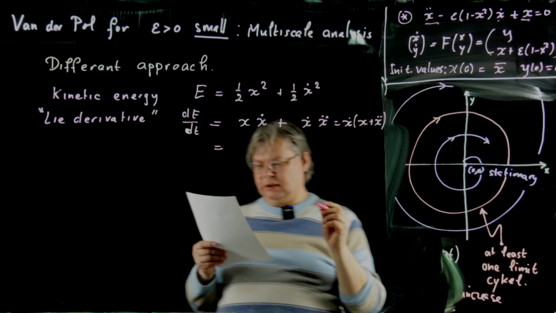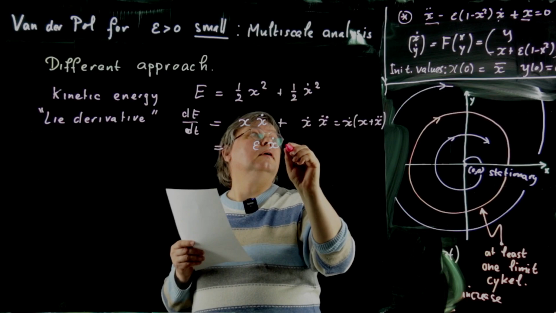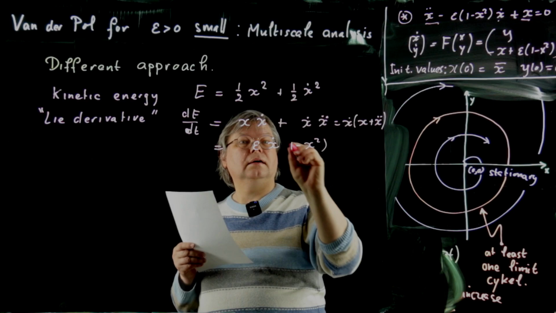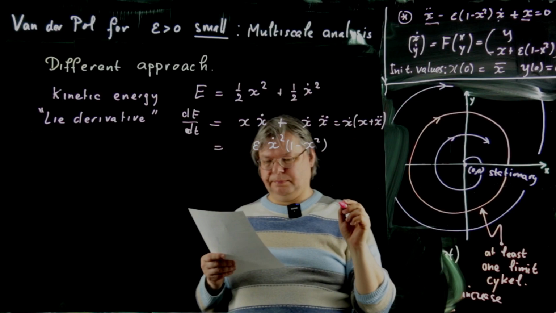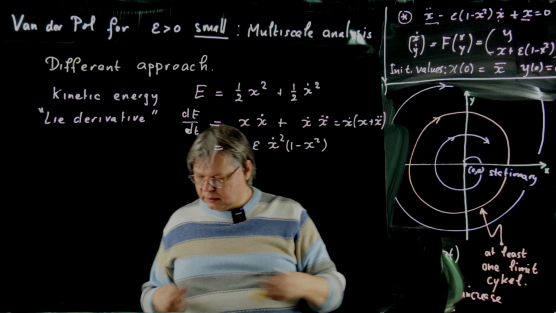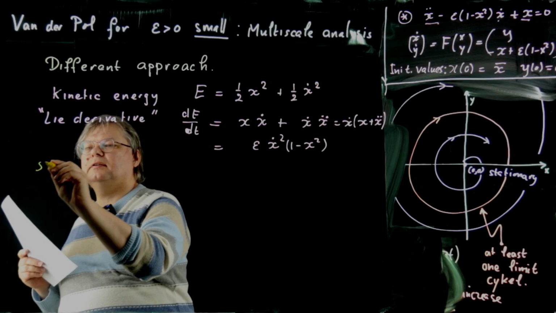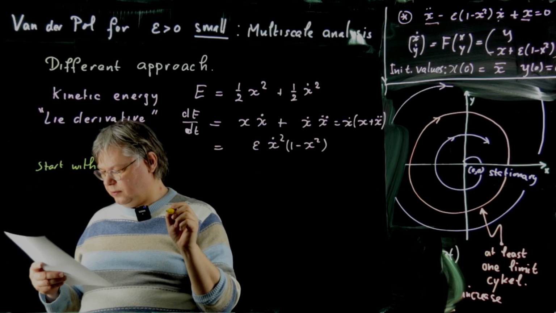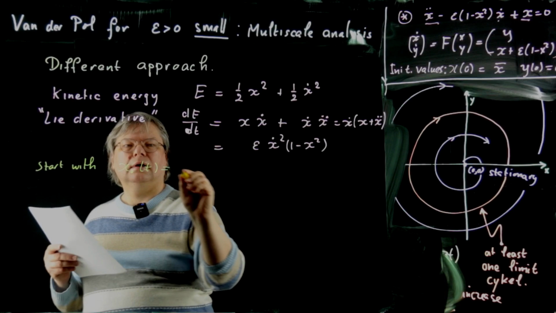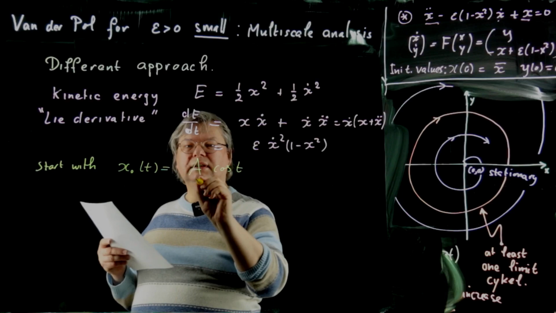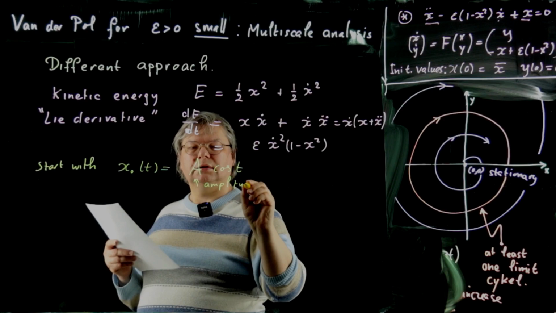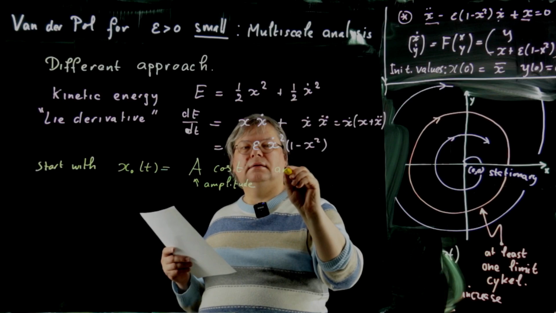So this is going to be epsilon times x dot times 1 minus x squared and another x dot, so here's a square. Okay. So we start again using this ansatz and this notation of x0, where this is a cos t, and this is the initial amplitude of the solution. And substitute.